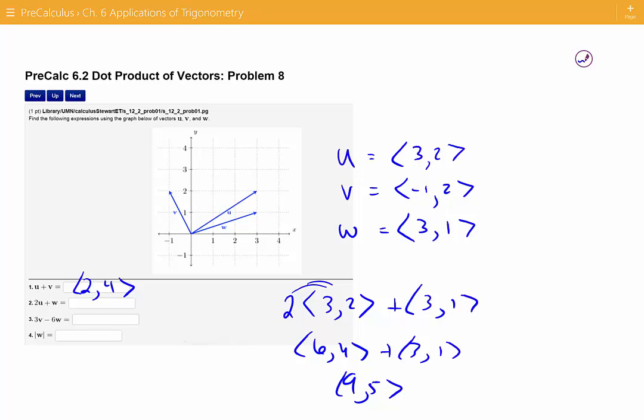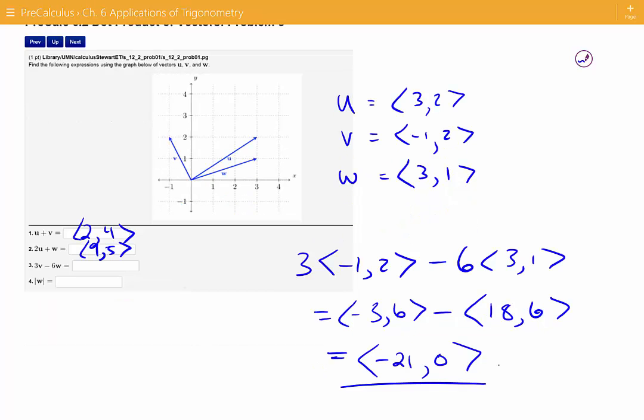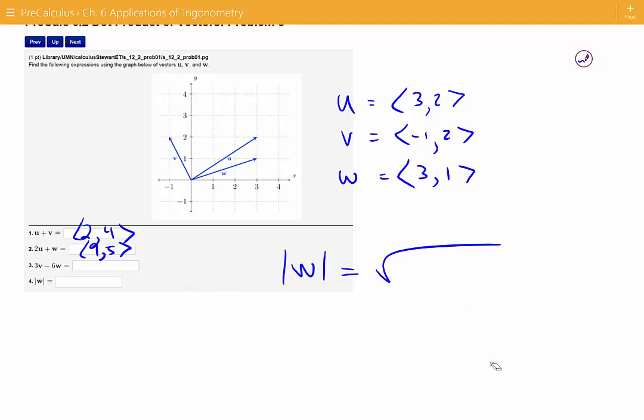All right, 3V minus 6W, same thing. Solve this and you get negative 21, 0. And the magnitude of W is the square root of 3 squared plus 1 squared, which gives you the square root of 10. So hopefully you find this problem pretty easy.